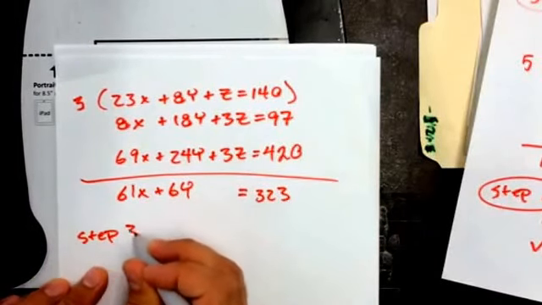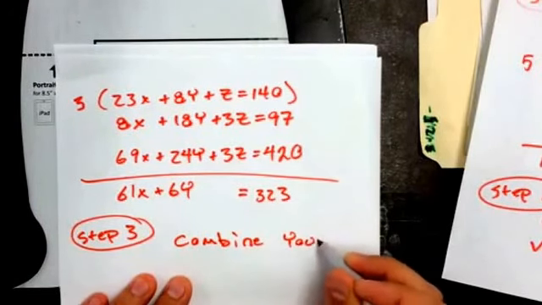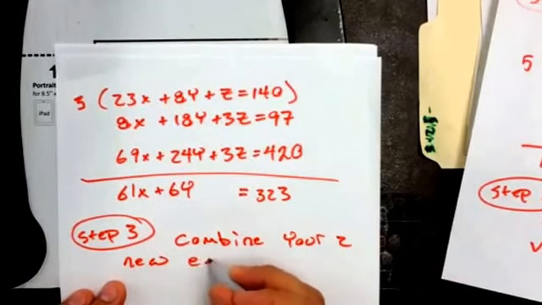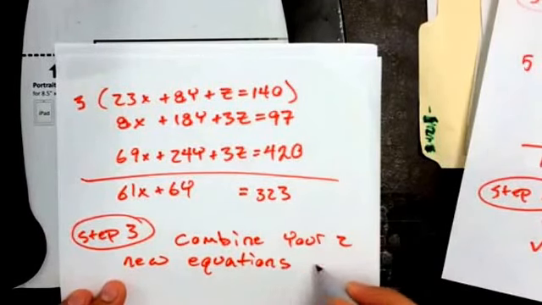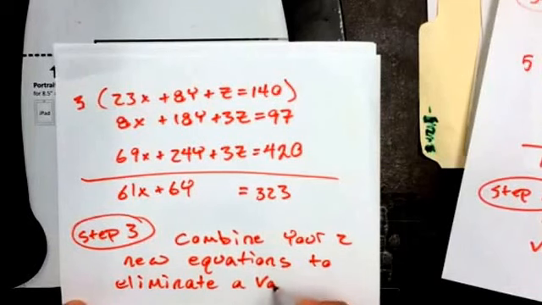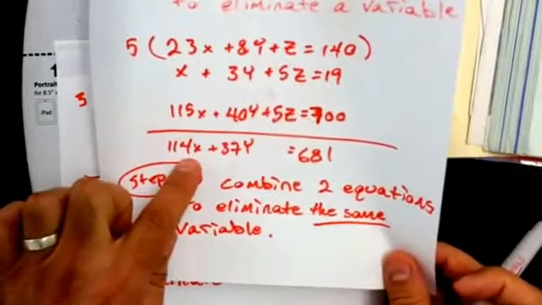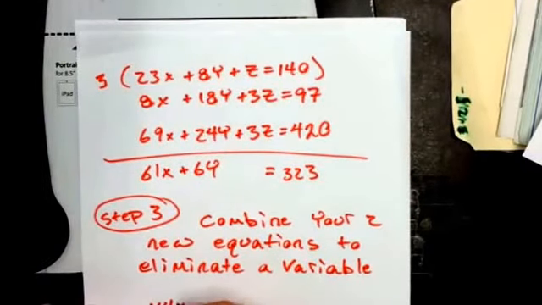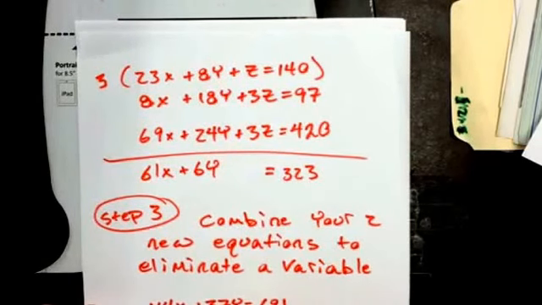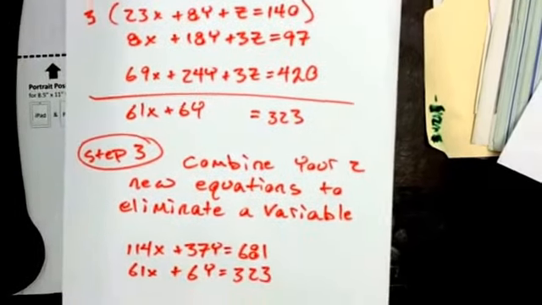Now step 3. Combine your two new equations to eliminate a variable. So I'm going to combine my two new equations, which is this one right here and this one that I got on the other page. So 114x plus 37y equals 681. 61x plus 6y equals 323. And because the bell rang, I'm going to have to finish this on a second video. So there will be a second video right under this one.